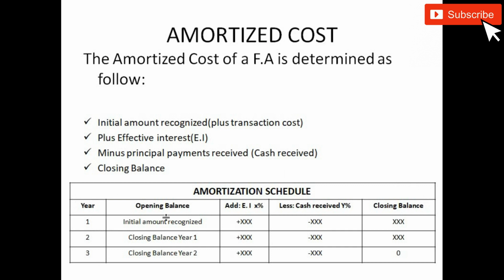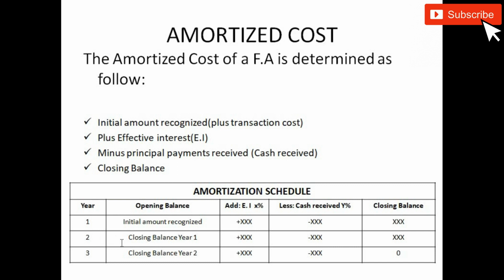So in the first year, the initial amount recognized, including the transaction costs, plus effective interest rate, that's the rate at which the financial asset grows over the period, less any amount received by the holder of the financial asset. Then this closing balance shall be presented in the financial statement at the end of the accounting year. Then this closing balance becomes the opening balance for the subsequent year, the year that immediately follows the previous year.